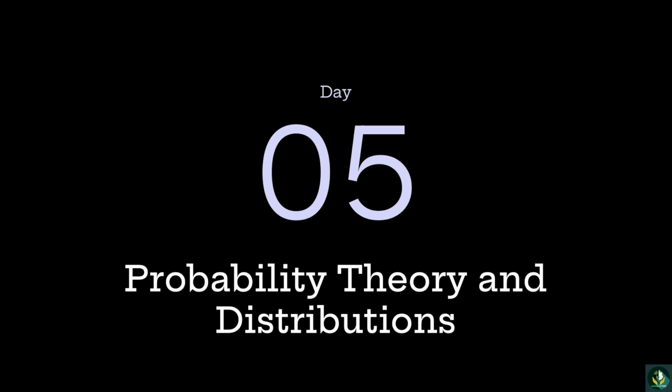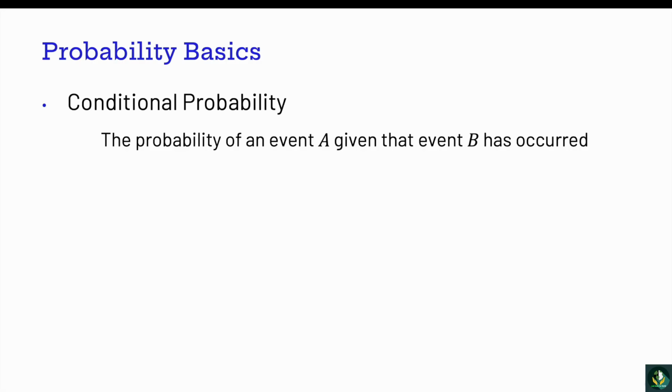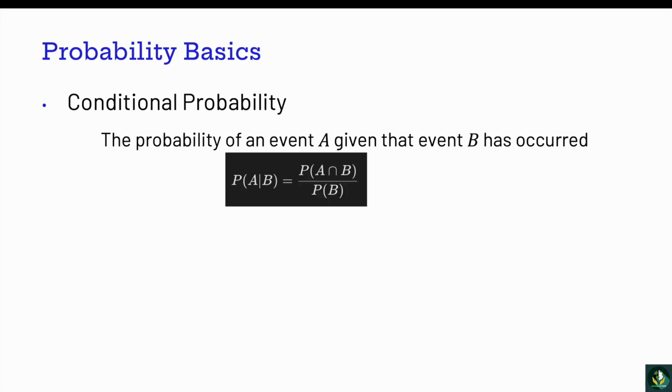Day 5, Probability Theory and Distributions. Let's start with probability basics. And in here, let's look at conditional probability. The probability of an event A given that event B has occurred is represented as P(A|B), which is equal to P(A and B) divided by P(B).